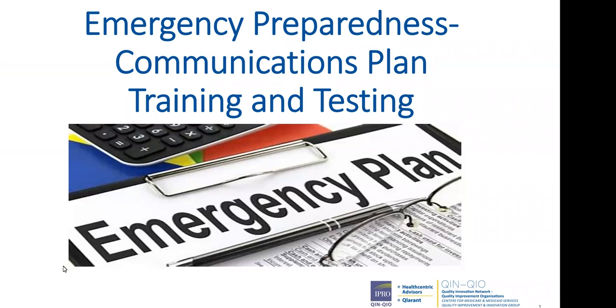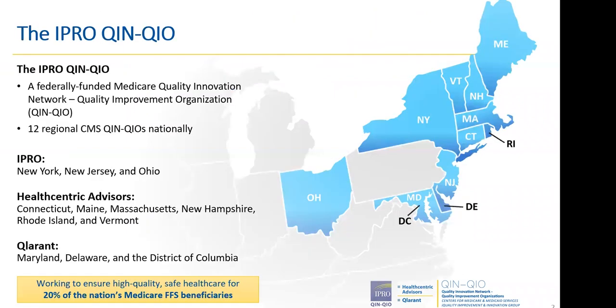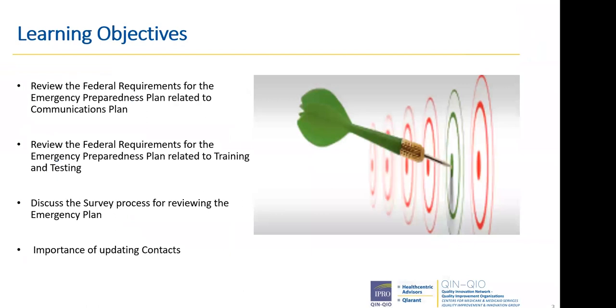Welcome to part 3 of Basics of Emergency Preparedness. We are your iPro QIN-QIO, which consists of health-centric advisors, which covers all of New England, iPro, which covers New York, New Jersey, and Ohio, and Clarent, which covers Maryland, Delaware, and Washington, D.C. Today, we will be focusing on communication and testing and training.